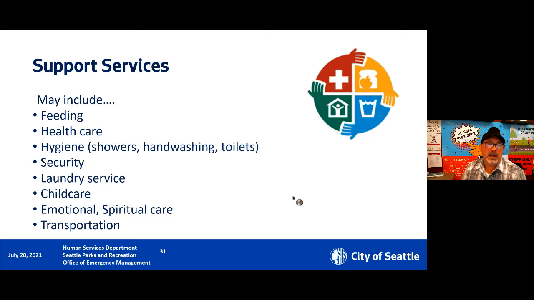Support services may include feeding, healthcare, hygiene like shower, hand washing, toilets, security, laundry services, child care, emotional and spiritual care, and transportation. This slide has a circular graphic on the right side in multicolors divided into 4, kind of outlining the feeding, the health care, hygiene, and support that people may need when they come to our shelters.